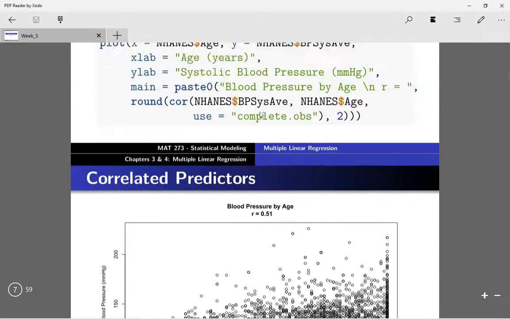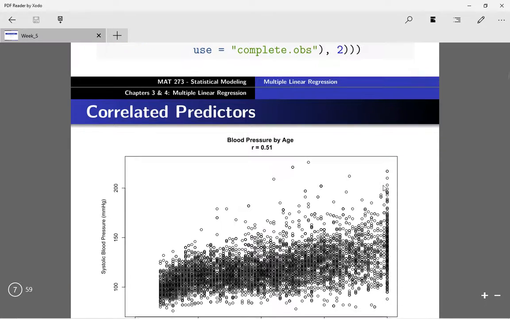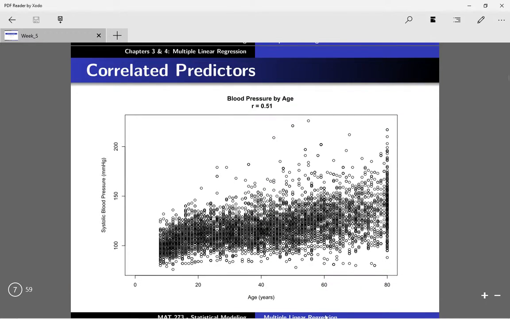So here we can see, and again, this \n just returns the next part of the string for the title to the next line. That's what this \n is doing. So here we can see the scatter plot, and it looks like, based on the plot, that there is a positive relationship between age in years and systolic blood pressure measured in millimeters of mercury, because as we go from left to right, the points are increasing in value.